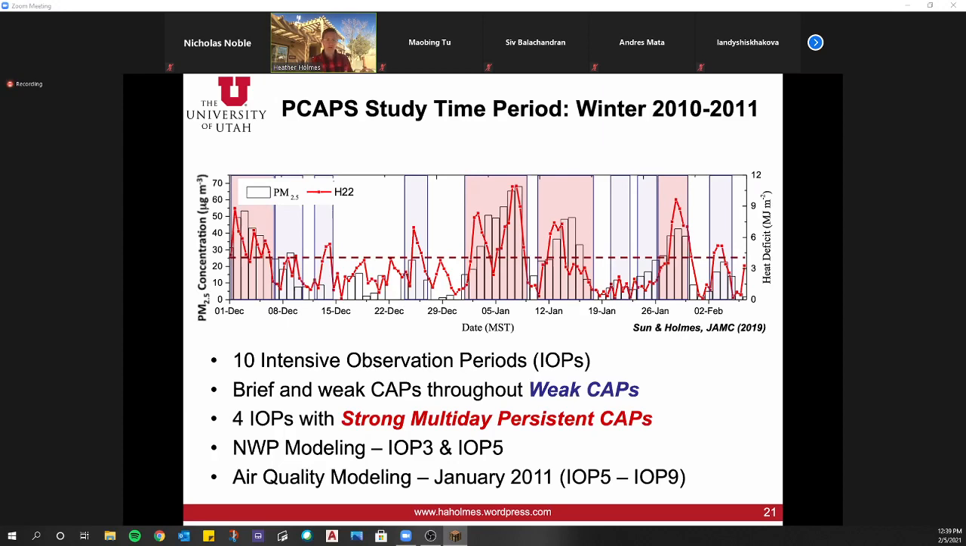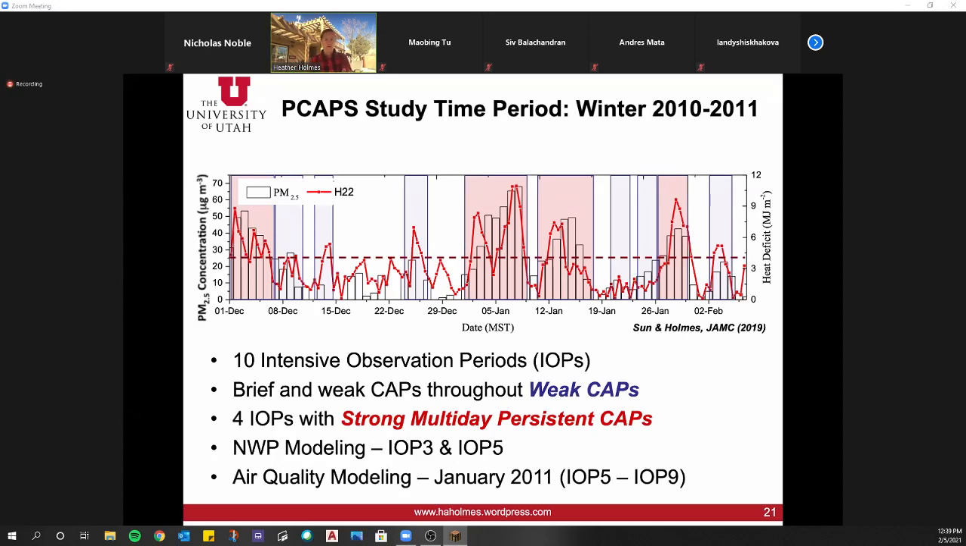During this field campaign, there were 10 really intensive observation periods. I've highlighted those all in blue and red on this slide. The red IOPs were really strong, persistent, multi-day cold air pools. You can see that the strongest one was right here at the beginning of January. That led to multiple days of air pollution above the air quality standard. And then the blue is weaker cold air pool events.